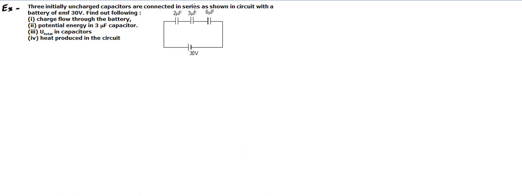And they are connected in series. We can understand that they are in series because the same charge is going to move through. And they have been connected with a battery of EMF 30 volts. So this is a 30 volt battery, and its EMF, electromotive force, that we talked about, is 30 volt. We need to find the following.